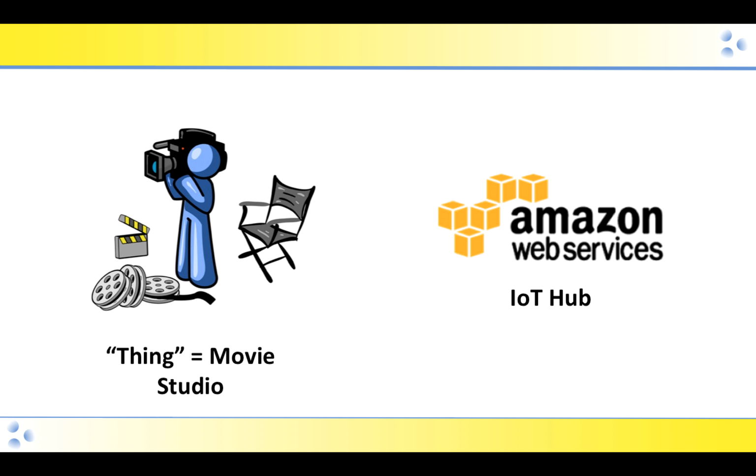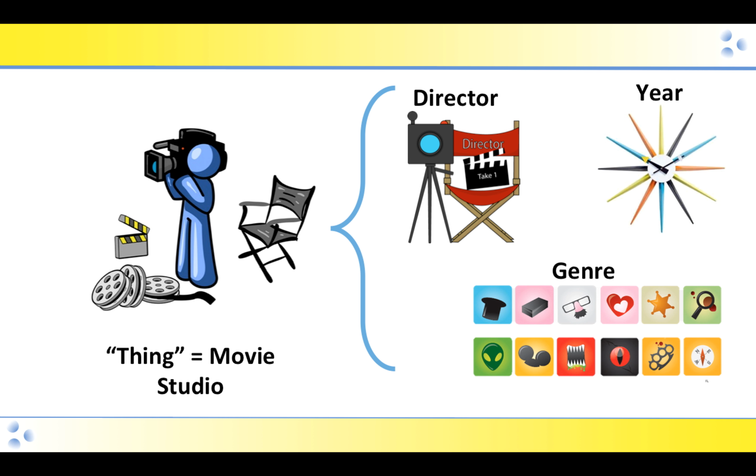In this demo, we're going to replace a thing with a movie studio, and we'll use Amazon Web Services' AWS IoT hub as the network connection point for deploying the choices and for doing the machine learning piece of the demo today. The movie studio is going to have a set of choices to make in terms of deciding whether or not to make a particular movie or which movie to make. And I've narrowed it down to 3 choices.